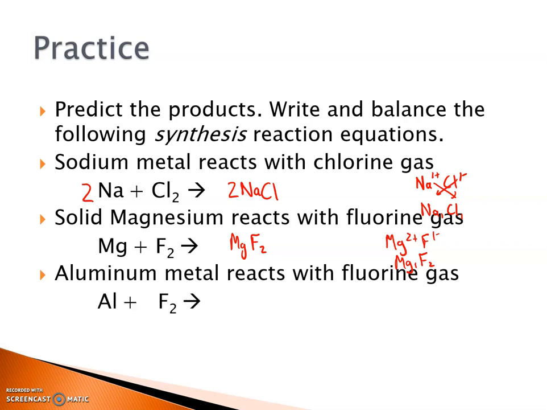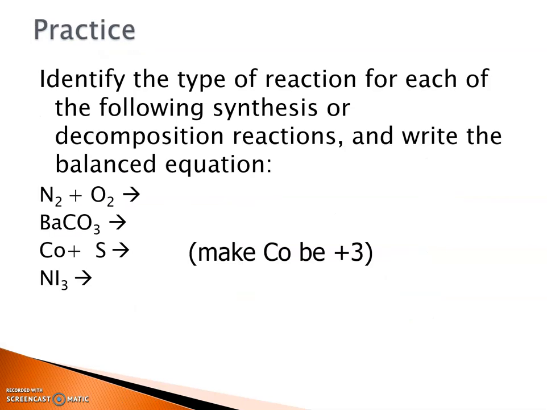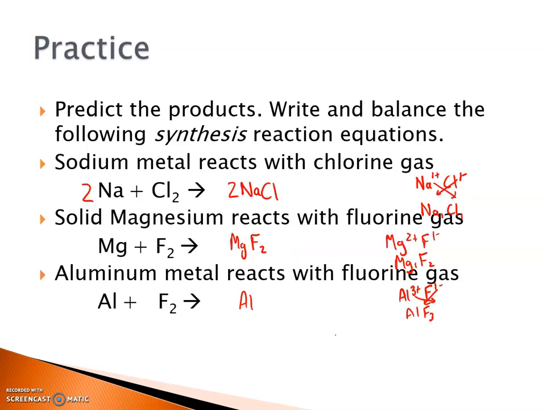Now we look at aluminum metal reacting with fluorine gas. Same thing as magnesium. We have Al plus F2, again, for the same reasons, because of the diatomic molecule. Aluminum has a charge of 3 plus, and so when we cross that down, Al 3 plus, and we know that fluorine has 1 minus. We cross those down, and we get Al1F3. Al1, we don't need to write the 1, F3.